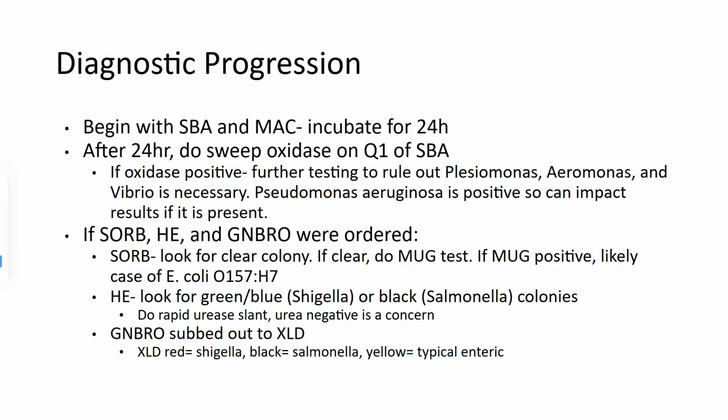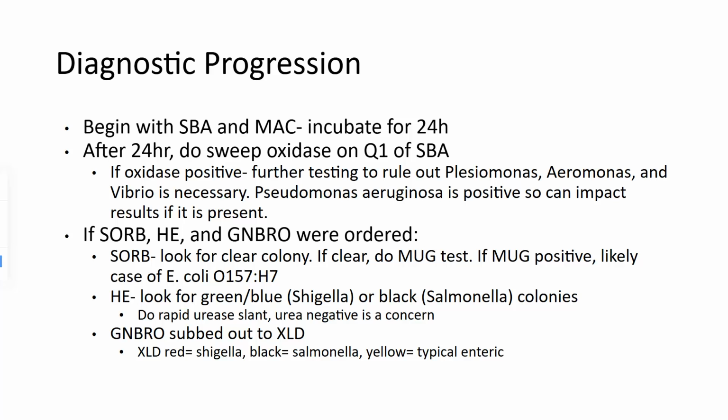If SORB, HE, and GNBRO were ordered, so if we did an extended type of stool culture, SORB, you're going to look for a clear colony. If it's clear, then there's another confirmatory test that you have to perform, and that's called the MUG test. If it's MUG positive, it's likely a case of E. coli O157. Again, why do we do all these confirmatory tests?